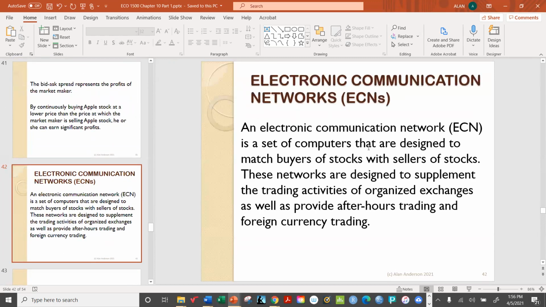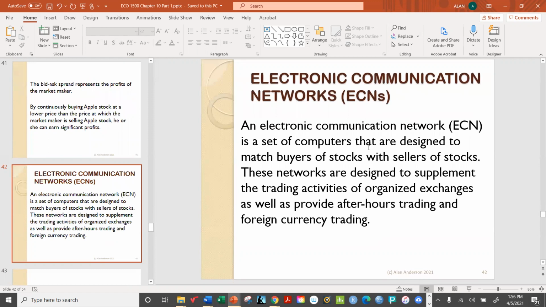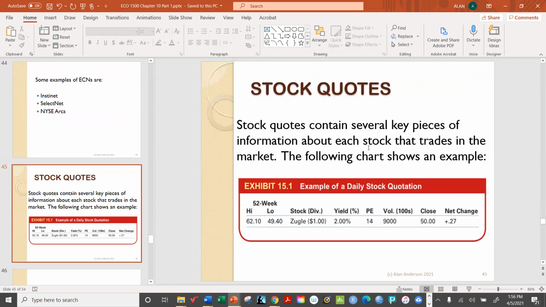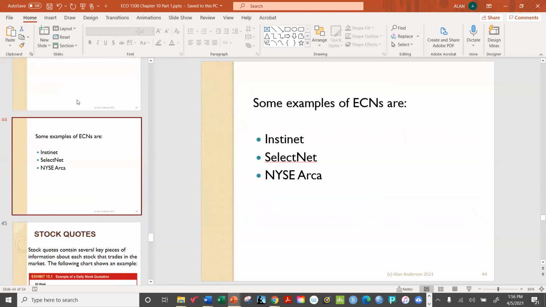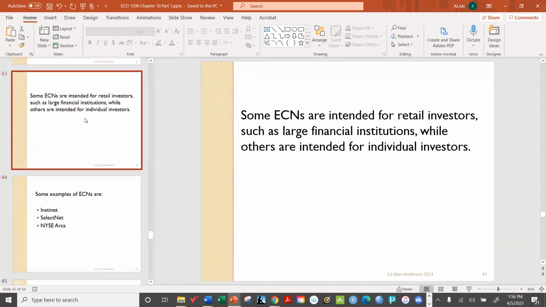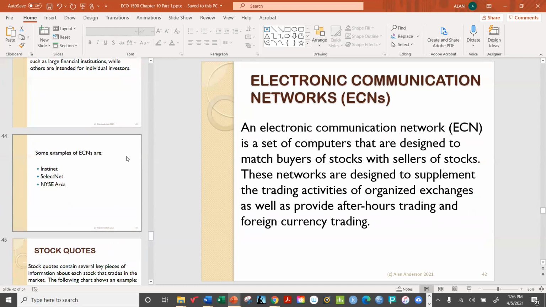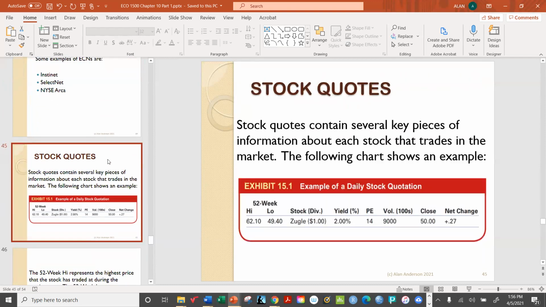So we have the electronic networks. You're probably not as familiar with them as some of the others, but they do exist. These are designed for electronic trading. Some are meant for large retail investors. Some of them are meant for individuals, where you can just go in and directly place orders without dealing with actual individuals involved.